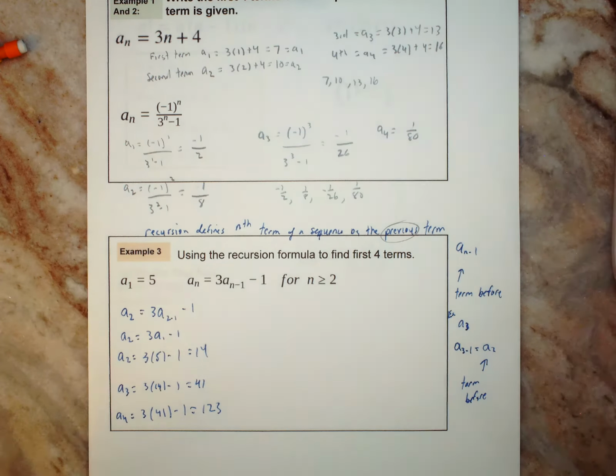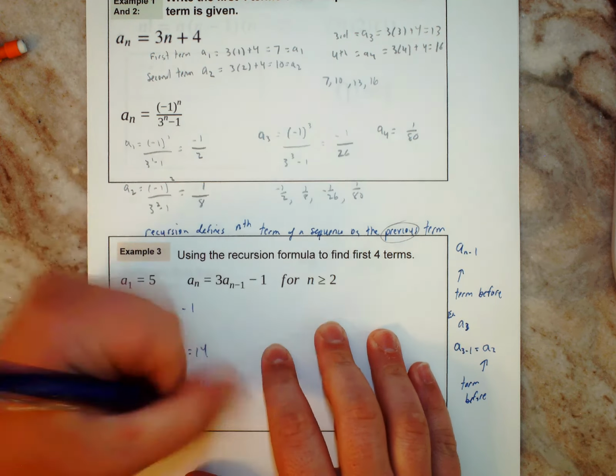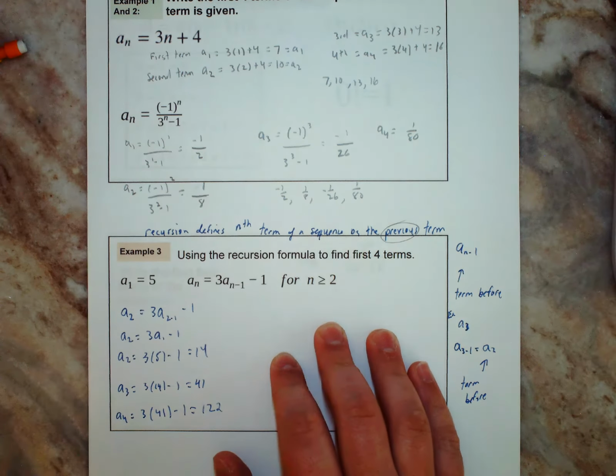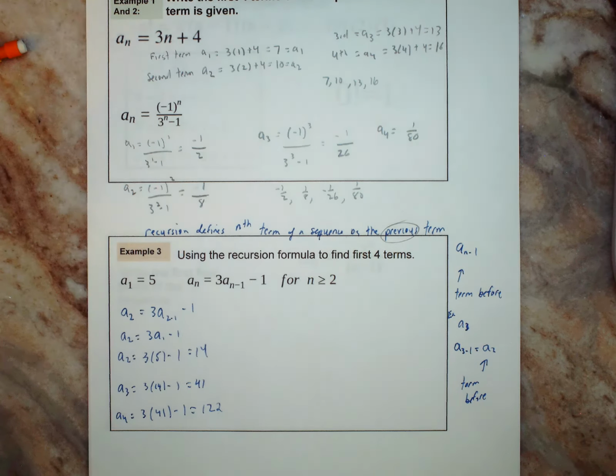So now you have the first 4 terms. Let me make sure my math is right on that one. 3 times 41 minus 1. Oops, sorry, 122. Yep, 122. And that is how you get it. So when you use recursion, you're always going to use the previous term.